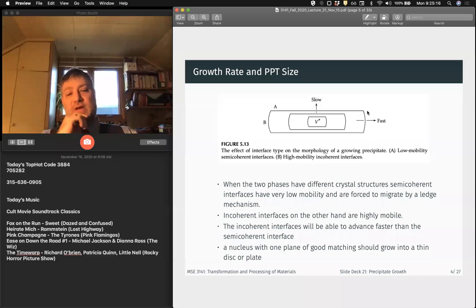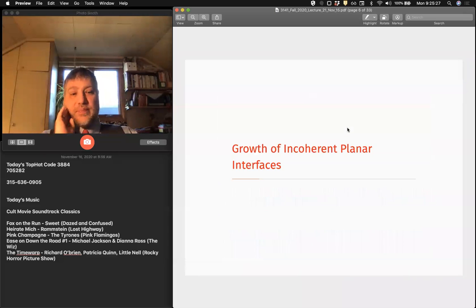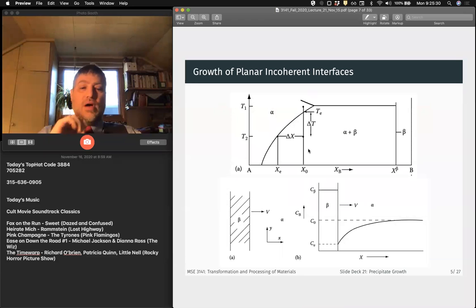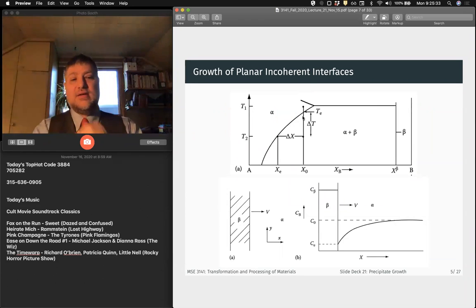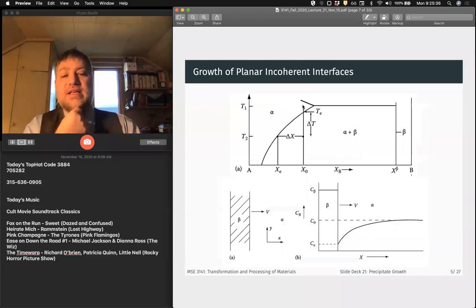So let's pretend we have a region where this interface here is nearly planar, and let's see if we can take a look at the kinetics of how fast this interface is going to grow, right? Okay, so our situation looks like this, right? We're up here in the single phase alpha region. We quench down, we're at composition X naught or C naught, right? And the composition of our beta phase is way over here, very rich in B. The equilibrium composition of our alpha is here.